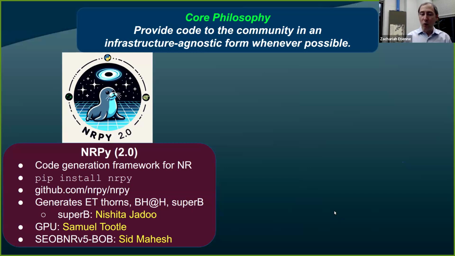BAHA is just another expression of my research group's core philosophy, which is to provide code to the community in an infrastructure agnostic form whenever possible. Partly this is because we straddle two numerical relativity infrastructures, the Einstein Toolkit and Black Holes at Home. So like I said, I introduced this already, NRPy 2. It's a code generation framework for numerical relativity. You can pip install it. And we've been able to generate some really cool stuff.